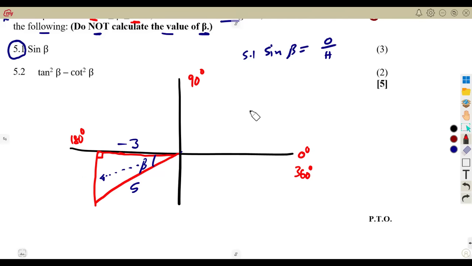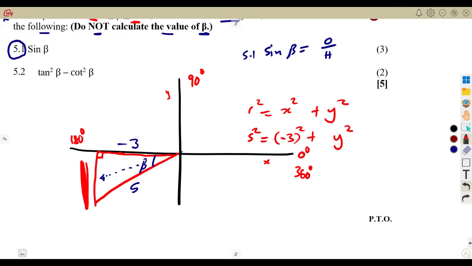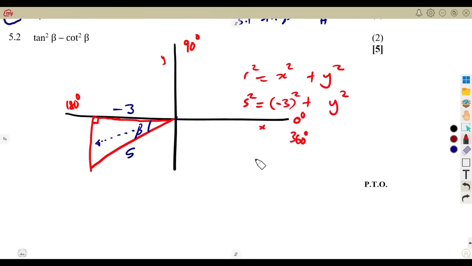Remember that hypotenuse squared is equal to x squared plus y squared. Our hypotenuse is 5. So 5 squared is equal to the x value, which is -3, so -3 squared, plus the y value, which is the one that we need. Remember, this is our x and this is our y. We need to calculate the y value, and it's negative according to this side. So we're going to obtain 5 squared, that's 25, is equal to -3 squared, which is 9, plus y squared. Take the 9 to the other side: 25 minus 9, which is 16. So 16 is equal to y squared.